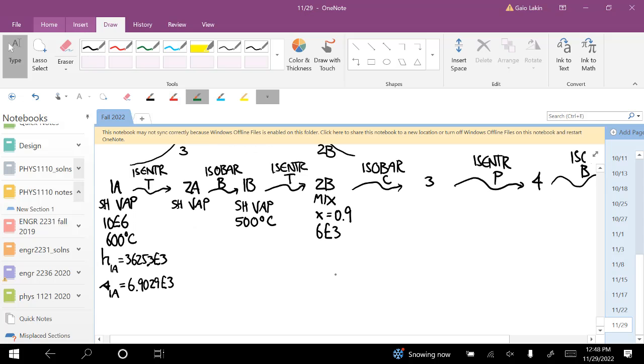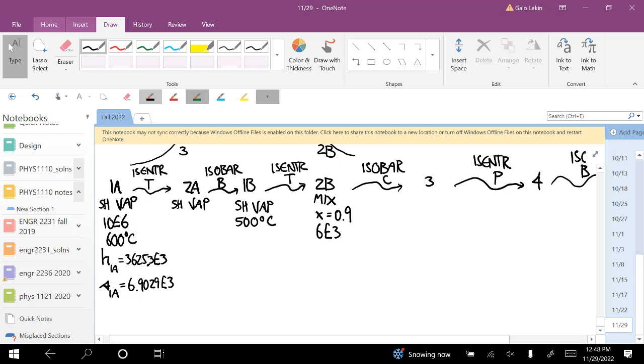And so, since we have the quality already, we know that it's at saturation. We have the pressure, so we can just calculate these values right away. I'll do that in a second, but we already know that that information is available to us.